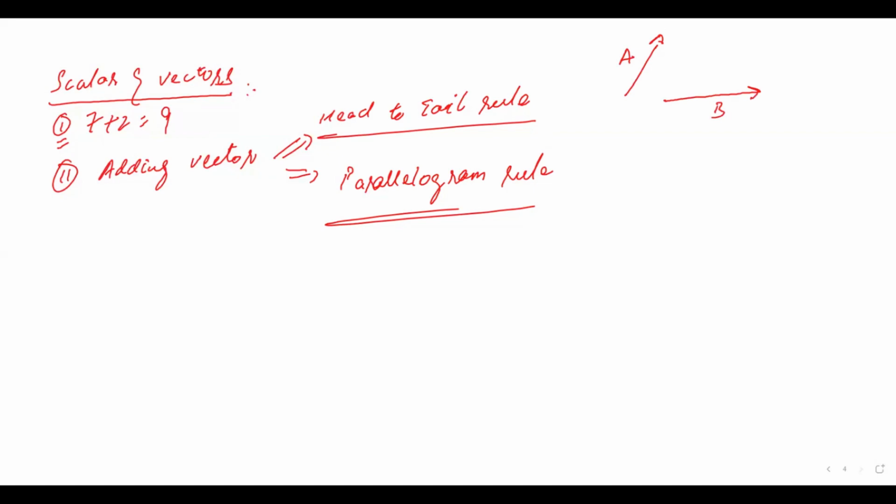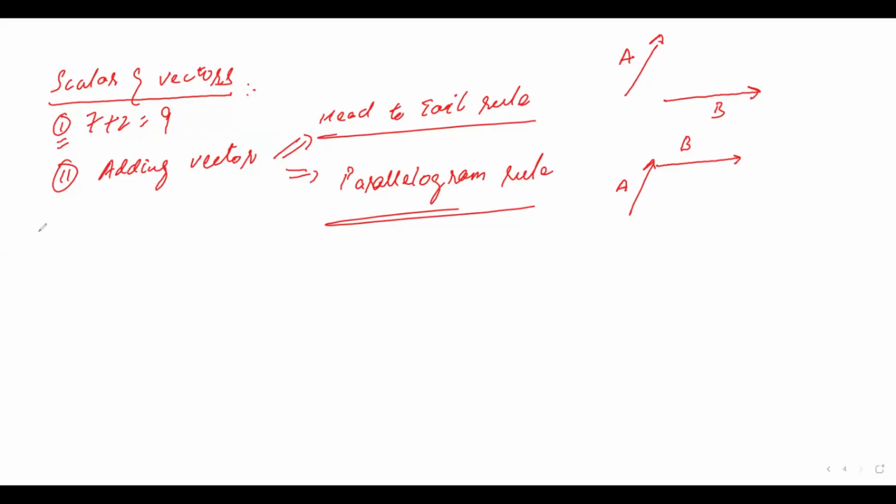If you are supposed to add A and B, what you need to do is join the tail of the second vector with the head of the first vector. So you'll have two vectors like this. This is going to be A, this is going to be B. We just need to join the tail of the second vector with the head of the first vector.